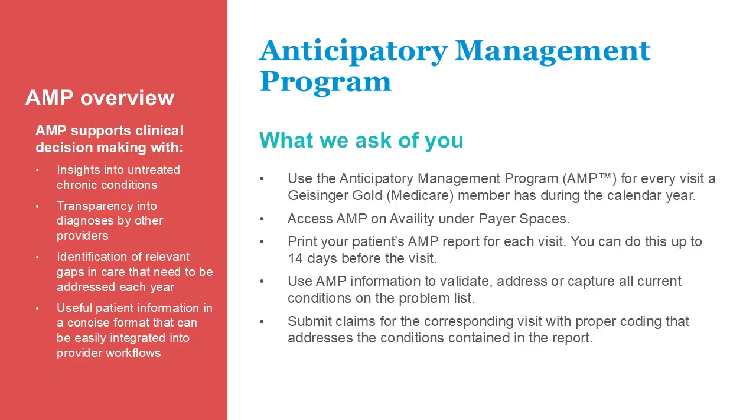Our ask of you is to use the AMP for every Gold member visit during the calendar year by printing the AMP report for each visit, no more than 14 days prior. Use the information to validate, address, and capture all current conditions. Then, simply submit a claim for the corresponding visit with proper coding that addresses the condition in the report.